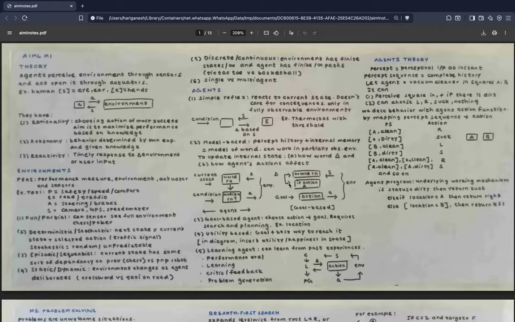And it can do two things. It can perceive the square it is in, and if there is dirt in that square. The second is it can choose to go left, right, suck, or do nothing. Now, we describe this behavior with an agent function by mapping this sequence to an action.